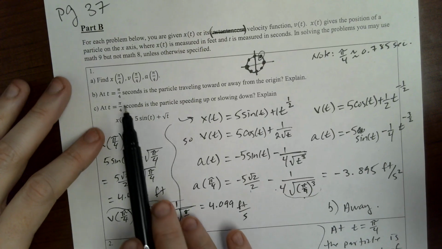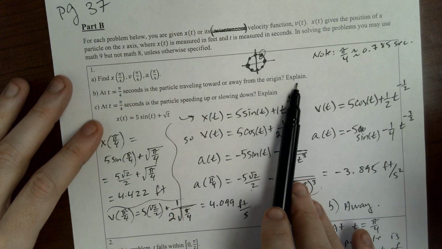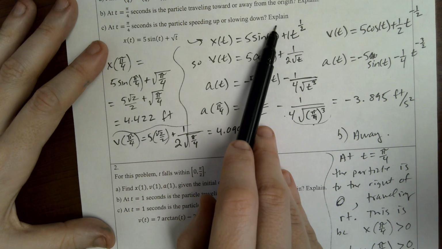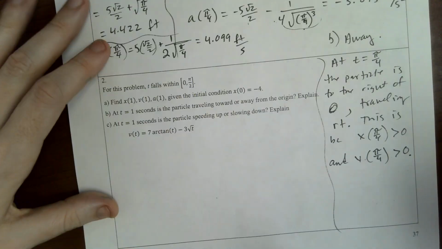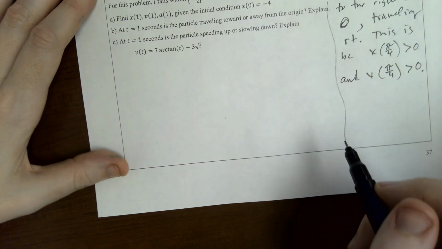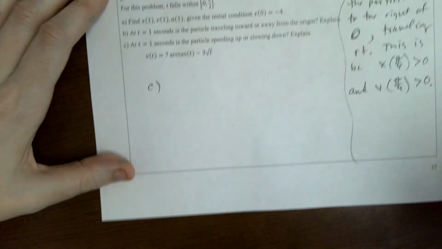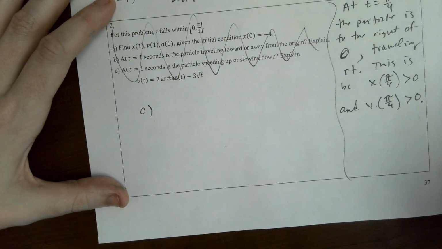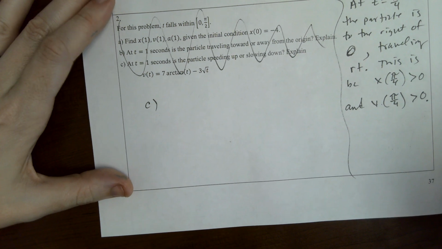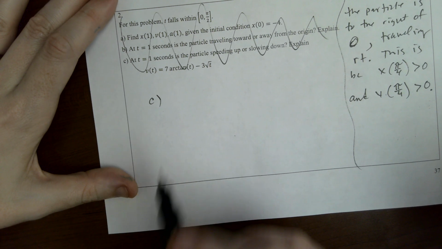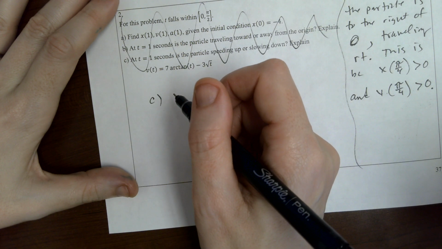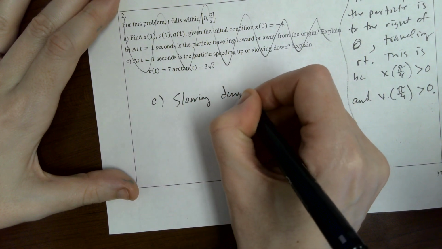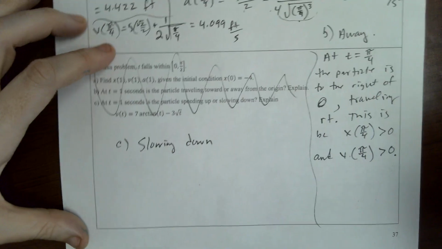Now part C. At t equals pi over 4 seconds, is the particle speeding up or slowing down? Explain. Okay, so this would be part C. This is the explanation. You could just cross this off, guys. I'll put that like on homework. All right, for part C, the answer I'll tell you is slowing down.